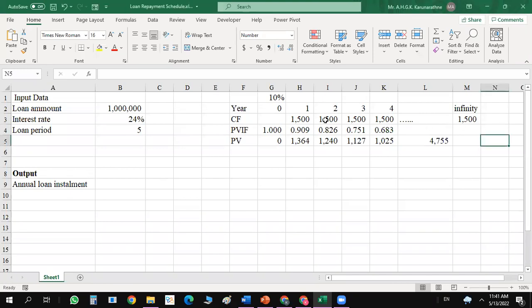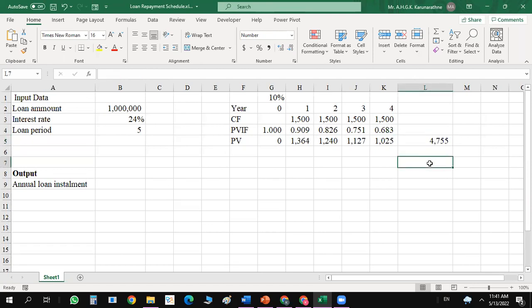Then what about this cash flow? This is an annuity, correct? How do you compute the present value of this cash flow? You can do it two different ways. You can take each as a single cash flow and add the present values separately, or you can get the present value in one shot.